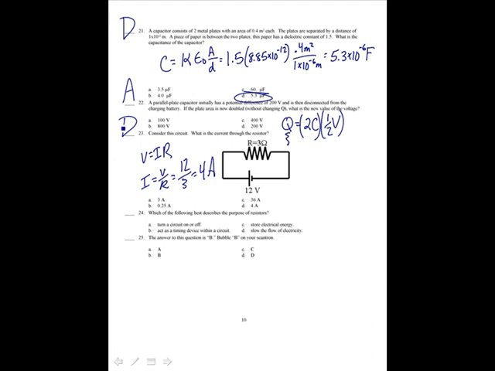Which of the following best describes the purpose of resistors? They don't store electrical energy, that's for a capacitor. They don't turn a circuit on and off, that's a switch. They don't act as a timing device, that could be a capacitor. They slow the flow of electricity, or they resist the flow of electricity. That's D. And this is version B of the test. There are all the keys.